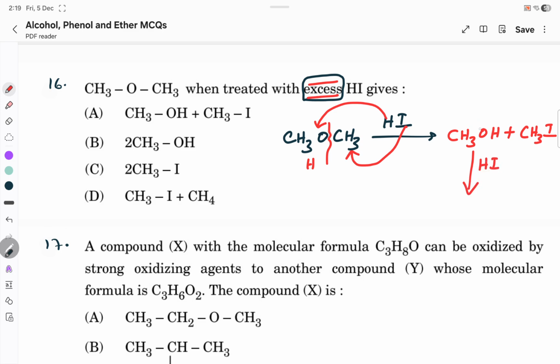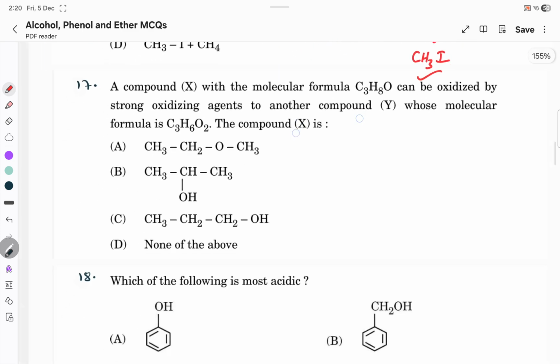So when I add this, I and H go to this side. So it is CH3I, one more molecule. Here 1 mole of CH3I, and the other mole of CH3I will be formed. So 2 moles of CH3I along with 1 mole of water will be formed. So option C is the correct answer.